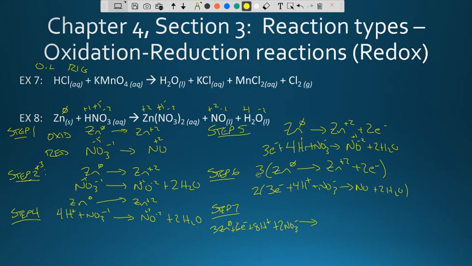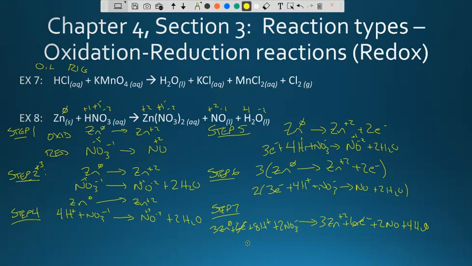Now let's take a look at the product side. I have 3 zinc ions. I have 6 electrons. Okay, over here I have 2 nitrogen monoxides and I have 4 waters. That's everything on the product side. Okay? Now, we can get rid of our electrons in step 8. Okay? I see I have 6 and 6, and so we cancel out the electrons.